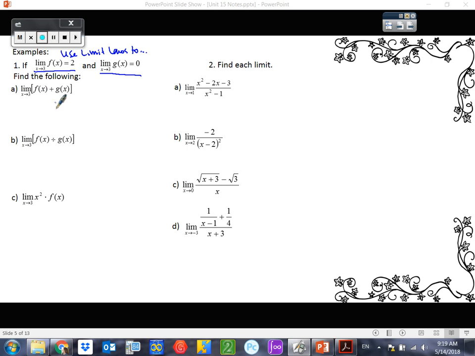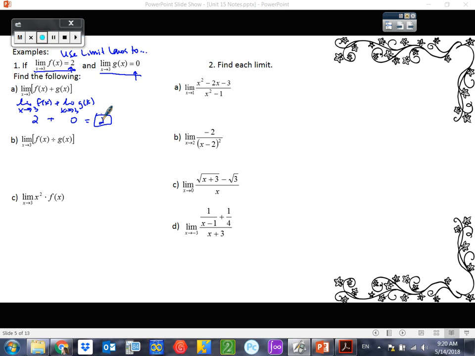So we'll start with this one. These are 2 functions being added together. We're going to split them apart using that first limit law. The limit as x approaches 3 of f of x plus the limit as x approaches 3 of g of x. Okay, so there I've used the limit law. Now I'm going to use substitution. I'm going to replace the limit as x approaches 3 of f of x with 2, and I'm going to replace the limit as x approaches 3 of g of x with 0. And so my answer for this first one is 2.